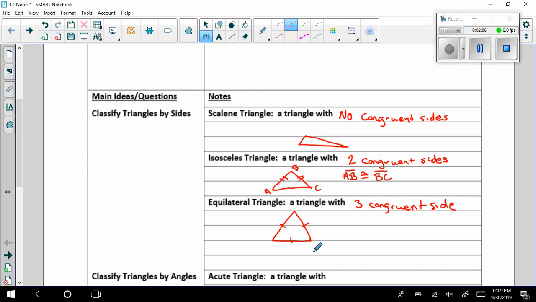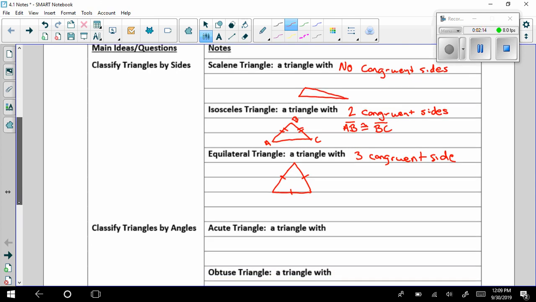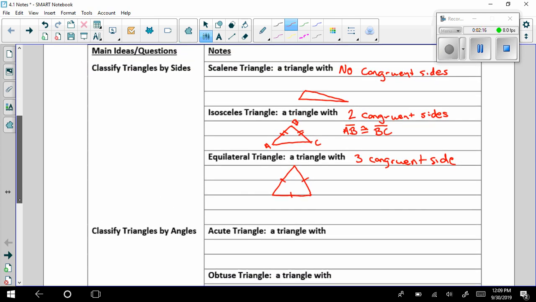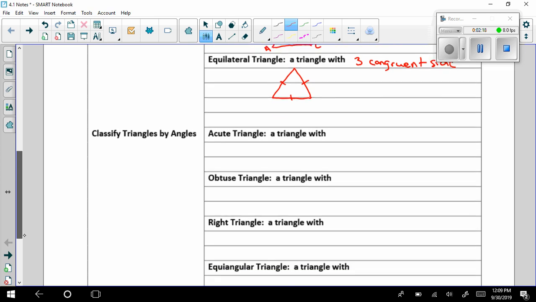So an equilateral triangle is also an isosceles triangle because it has at least two congruent sides, but equilaterals themselves have all three sides the same. Okay. So those are your side classifications. Your next ones are angle classifications. So you have acute, obtuse, and right, are your three angle classifications, and this has to do with the relationship with the angles inside.